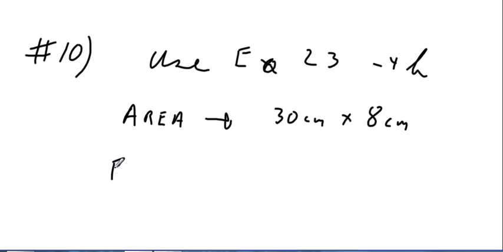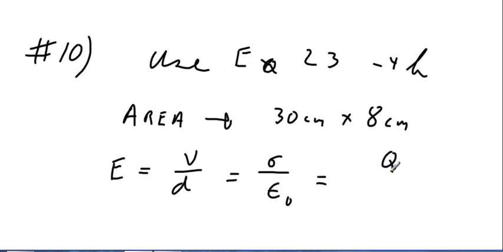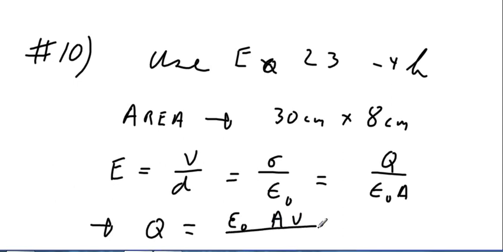So E is equal to voltage divided by distance, which is the density of the charge divided by epsilon naught, which is Q divided by epsilon naught area. And so all that put together implies that Q is epsilon naught area voltage divided by d.